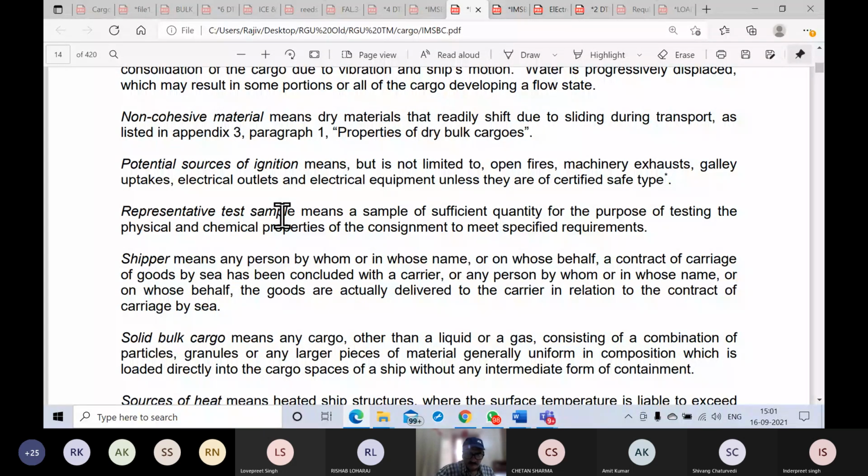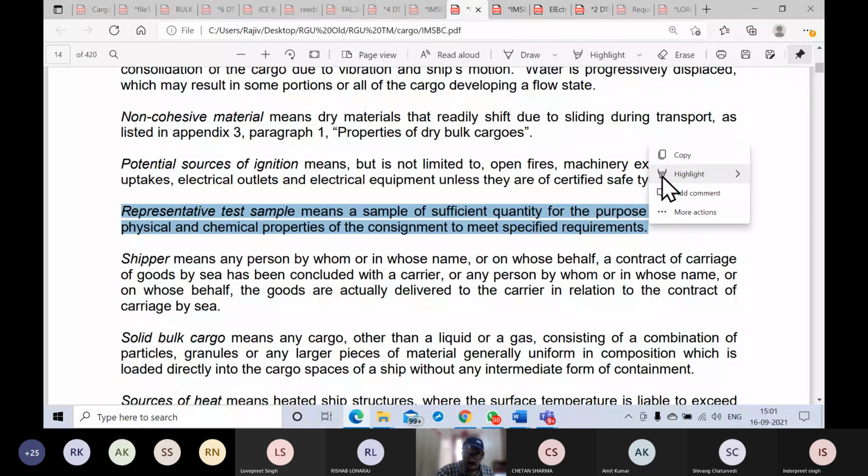Representative test sample. A sample of sufficient quantity for the purpose of testing the physical and chemical properties of the cargo. Testing for requirement. That is representative test sample. But more importantly, a sample of sufficient quantity for the purpose of testing. Then it can be termed as representative test sample.